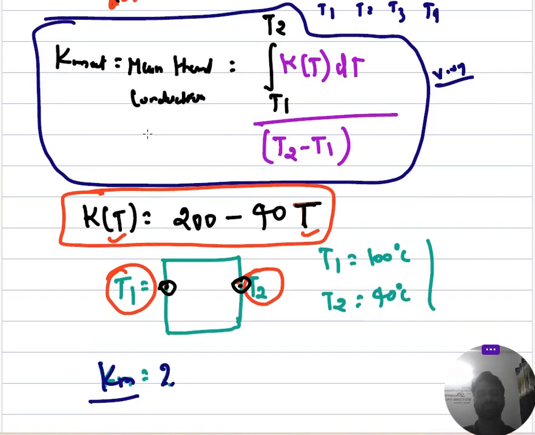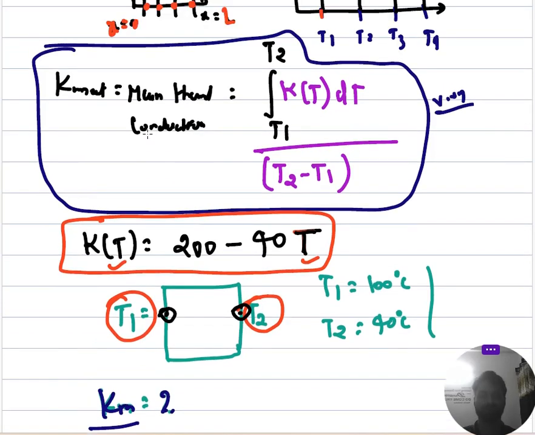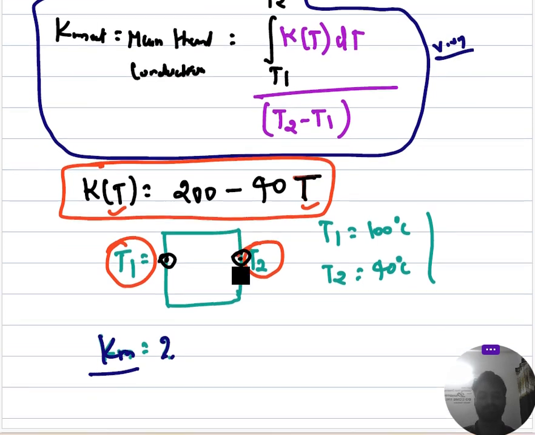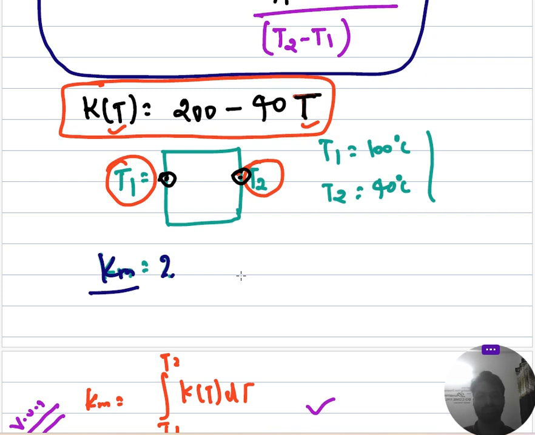And now, since we have seen that thermal conductivity is a function of temperature, you have to calculate the mean thermal conductivity. The mean thermal conductivity formula that you can use here is the integral from T1 to T2 of k(T) dT upon T2 minus T1. So k(T) will be equal to 200 minus 40T, right?